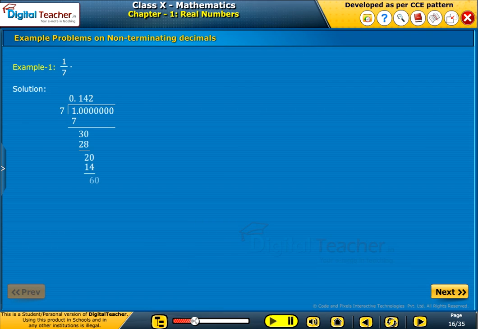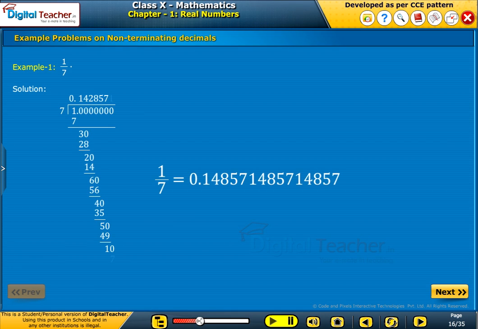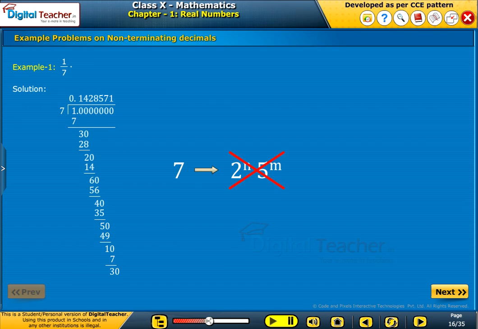By further solving, we can see that the decimal never ends and the remainders are repeating. But as the quotient is repeating itself, it is denoted by a bar. Since the denominator is 7, which is not of the type 2 power n, 5 power m.